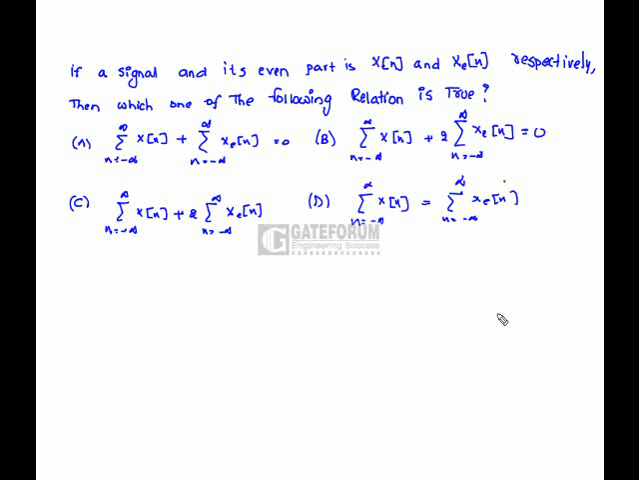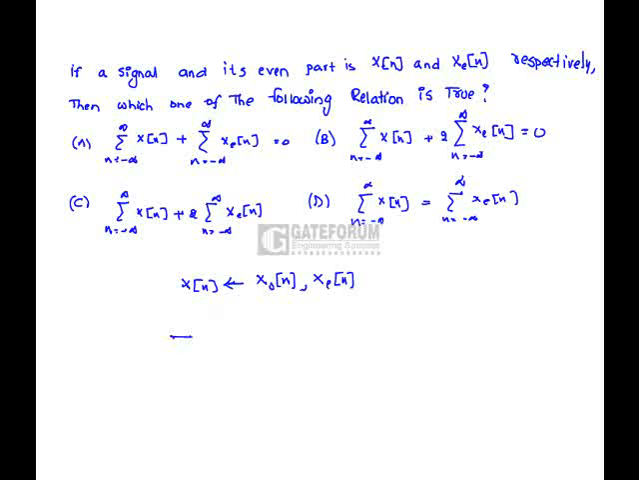Signal and its even part are given as x of n and xe of n respectively. Then which one of the following relationships is true? So x of n consists of both even parts as well as odd parts. xo of n is the odd part and xe of n is the even part.